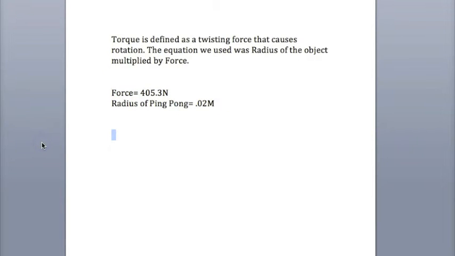Torque is defined as a twisting force that causes rotation. The equation we used was radius of the object multiplied by force. The force that we found earlier was 405.3 newtons, and the radius of the ping pong ball we measured equaled out to 0.02 meters. So we multiplied 405.3 multiplied by 0.02 meters equaled 8.106, with newton meters as our unit. And that was our torque.